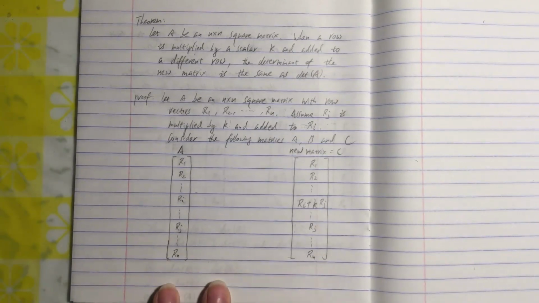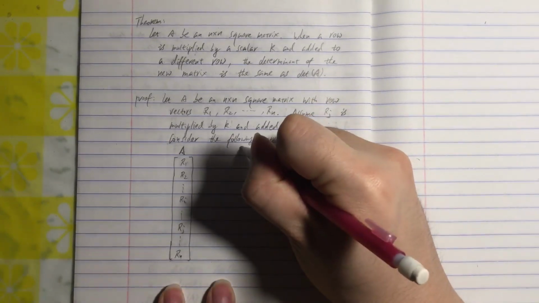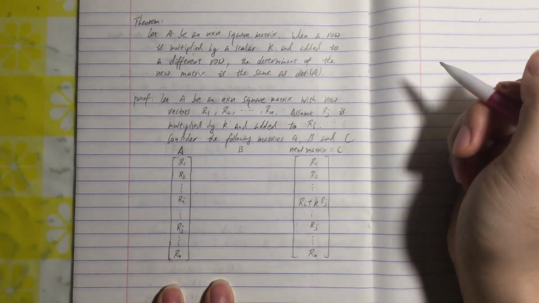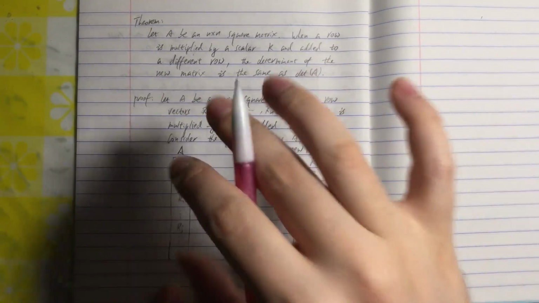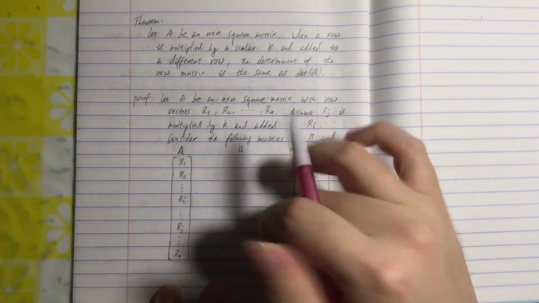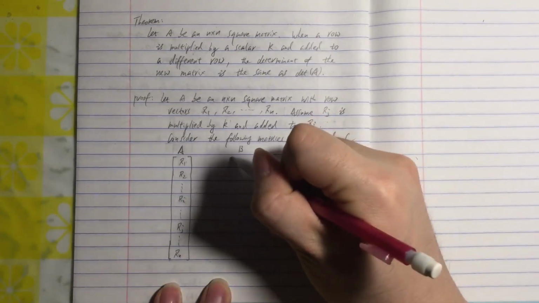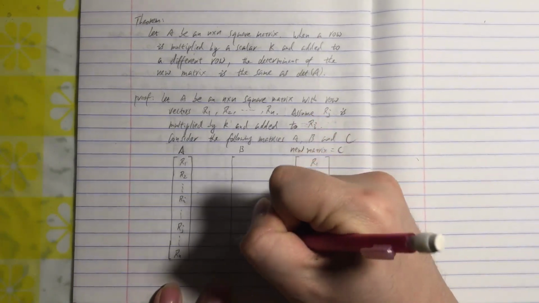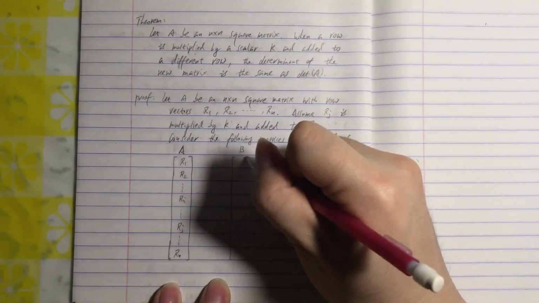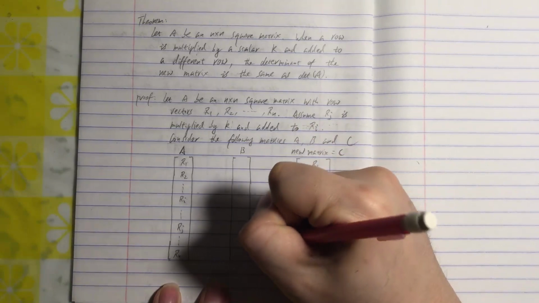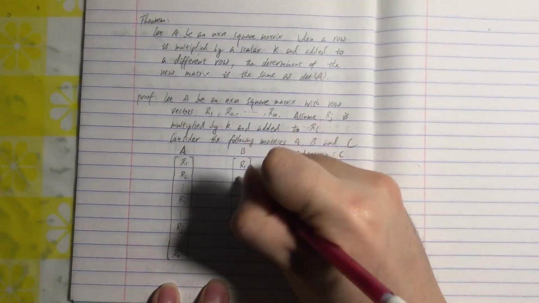Next, let's consider a matrix B. Matrices A and B are the same everywhere except the ith row.